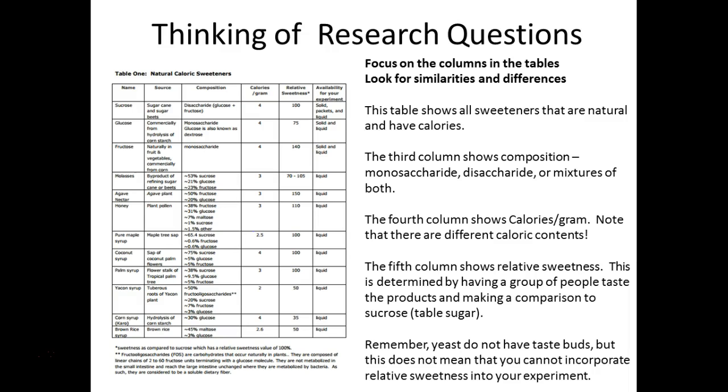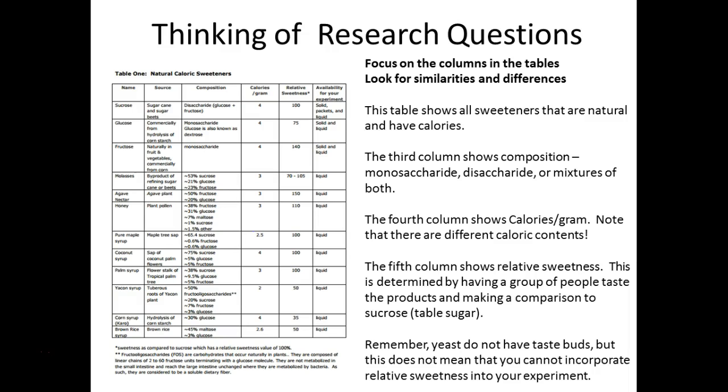So remember that yeast don't have taste buds. So relative sweetness is something that humans use. If you're going to make an artificial sweetener, for example, you'll use a panel of humans to determine the relative sweetness. Because it's something that is strictly determined by humans, doesn't mean that you can't use relative sweetness as a basis for a hypothesis in your experiment.